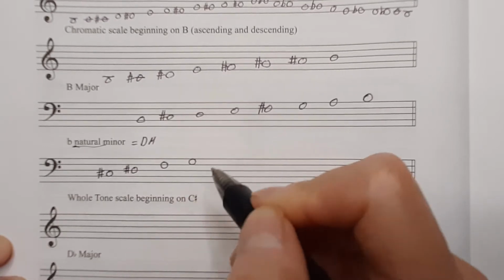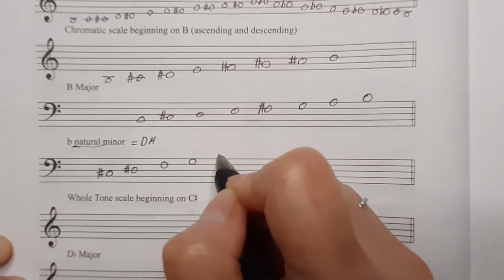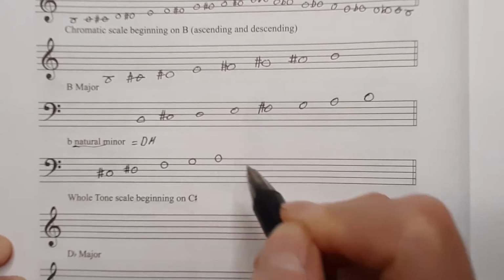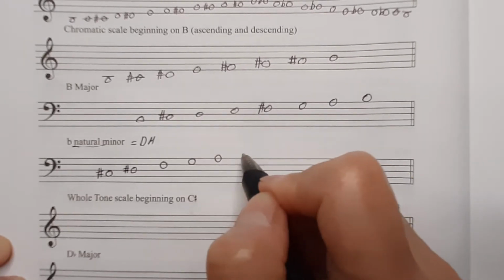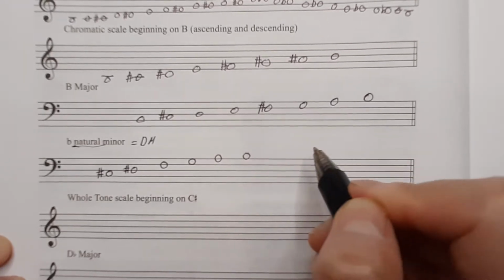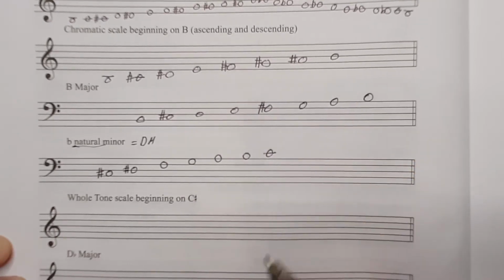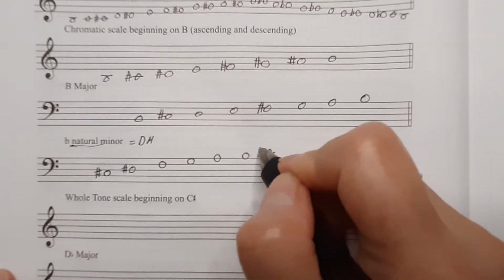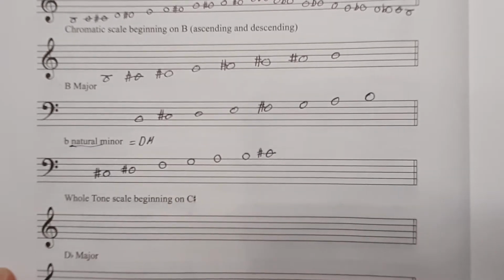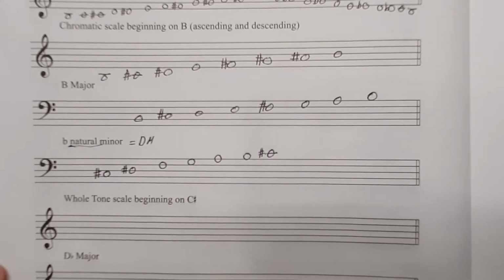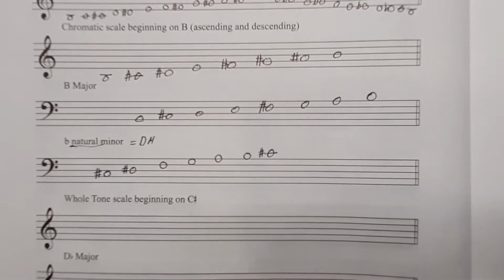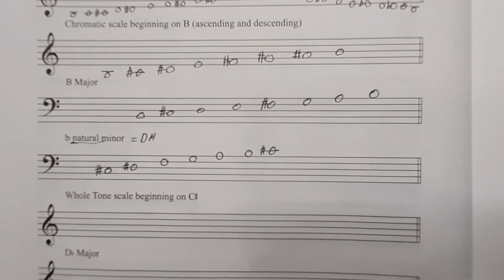And a whole tone from F is G. A whole tone from G is A. Okay, a whole tone from A is B. And a whole tone from B is, the whole step from B is C sharp. There you go. So C sharp to C sharp. 7 notes.